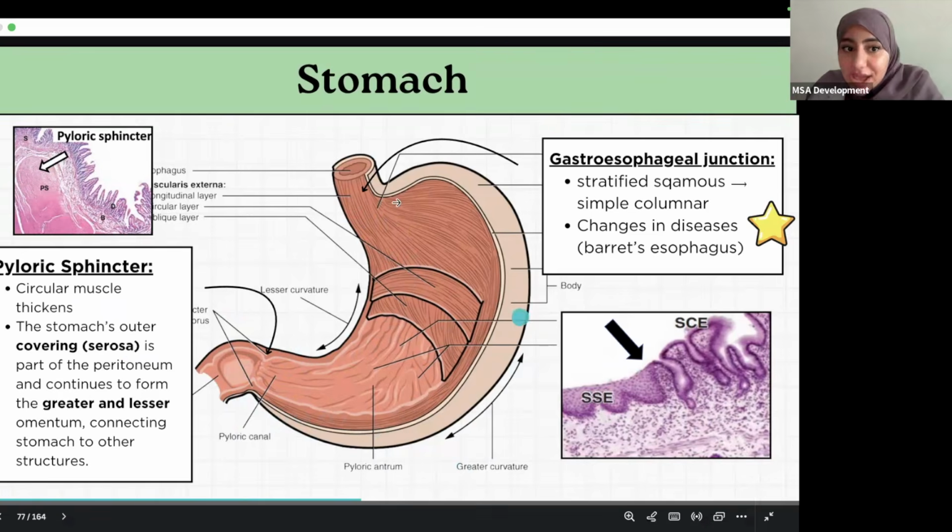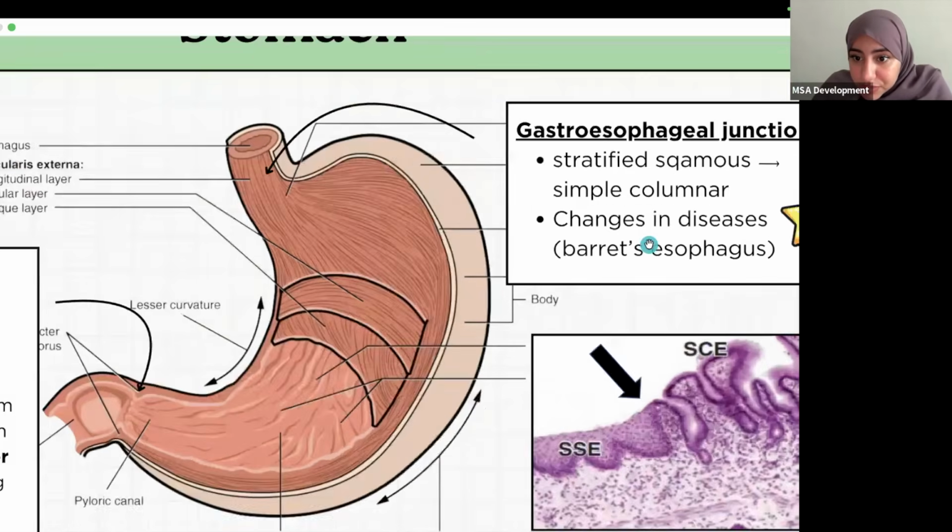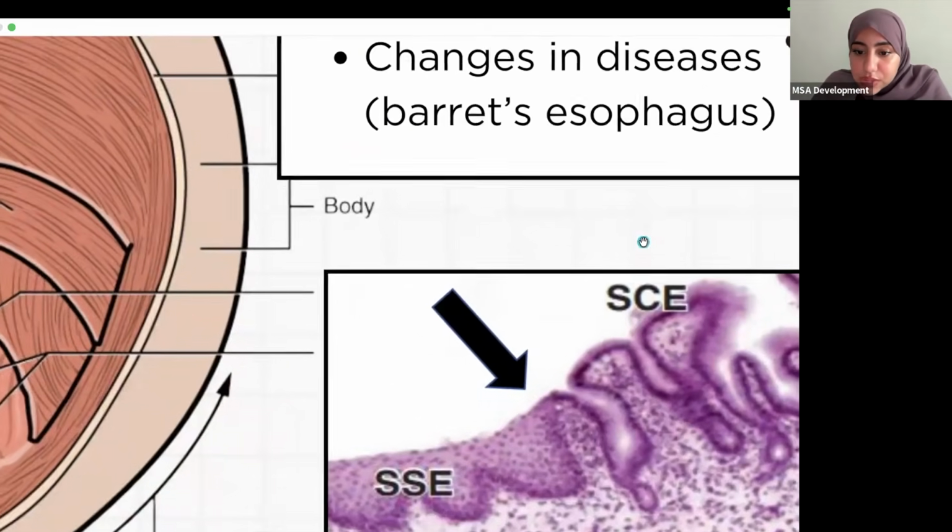And now, there's the gastroesophageal junction. Oh, this is so important. It's important for you now. It's important for me. I'm gonna get tested on this, guys. Don't worry. You're not here alone. I'm here with you. Gastroesophageal junction. Let's see over here. I'm going to explain it in simple terms.